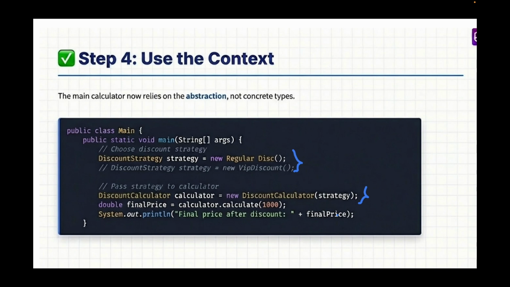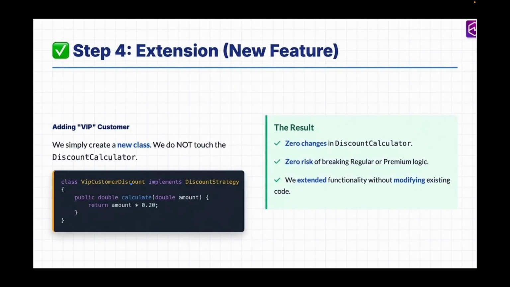Now imagine tomorrow you want to add a VIP customer. You simply create a new class called VIP discount that implements discount strategy. You do not touch the discount calculator at all. You also have zero risk of breaking change because you are not touching the existing regular and premium discount logic. This is what it means to extend functionality without modifying existing code.